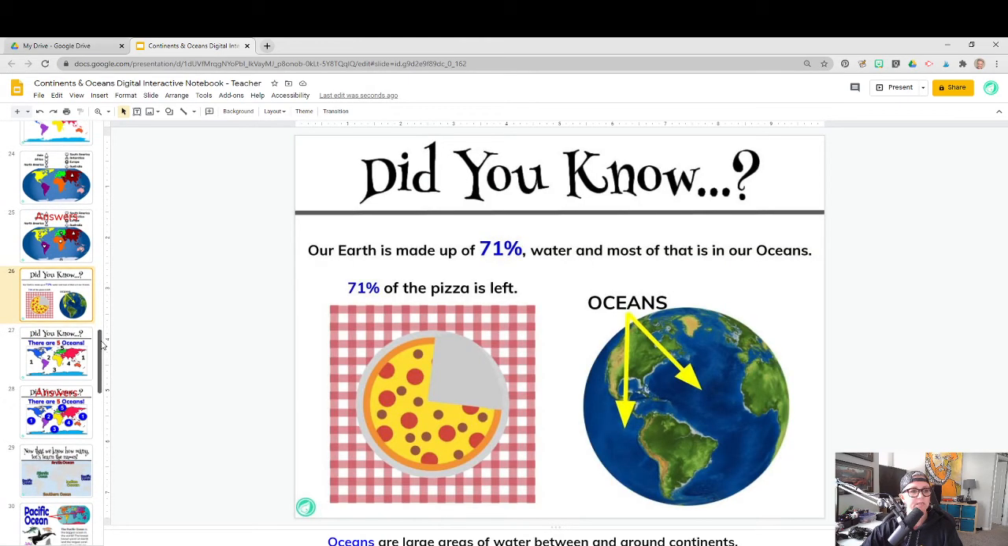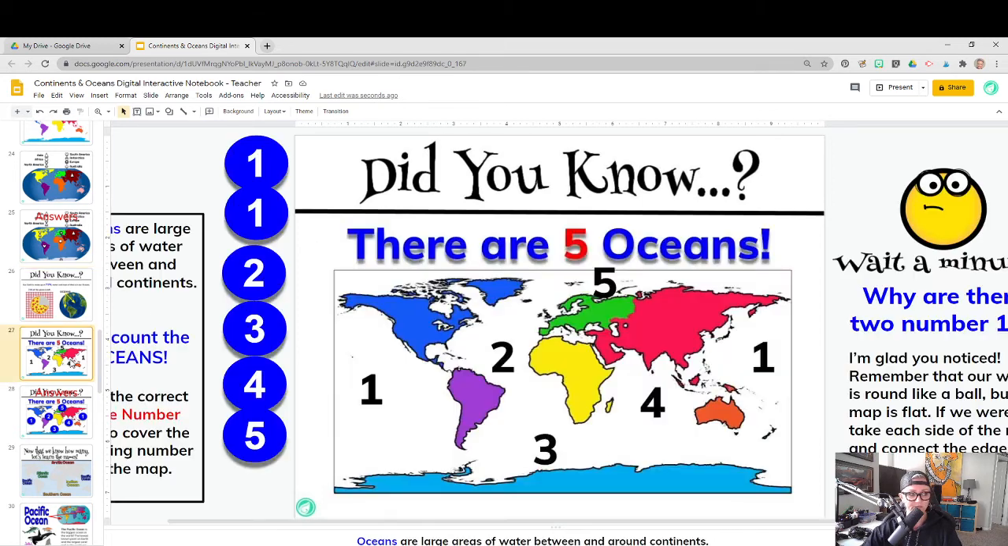We're moving on here, talking about our Earth being made up of 71% water, which most of that is oceans. Again, kids would read 71% and not really care. So I put a pizza on here so that they could see what 71% of a pizza actually looks like. So that's a lot of pizza, in comparison to what's not there. So just a little visual for them.